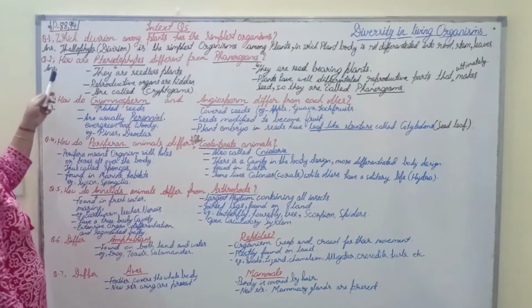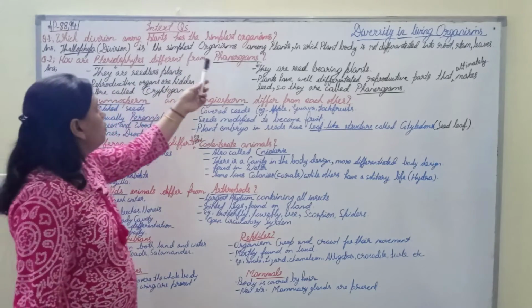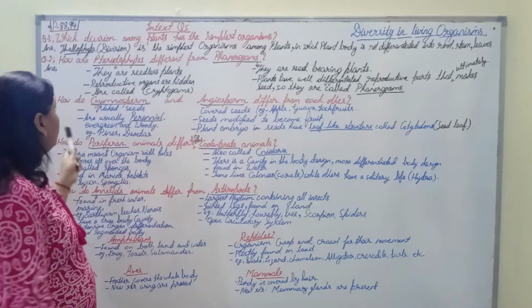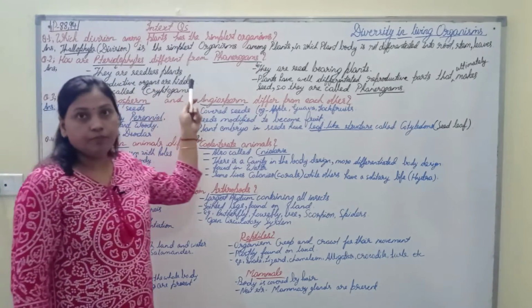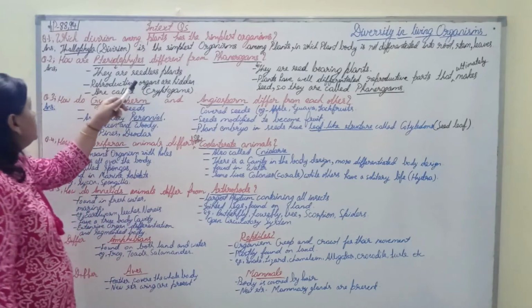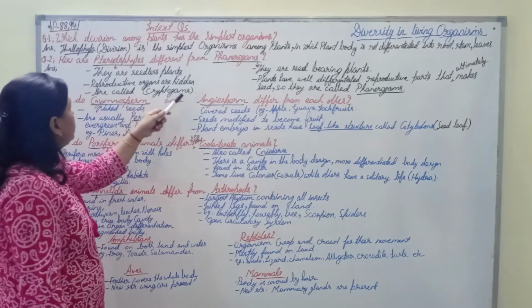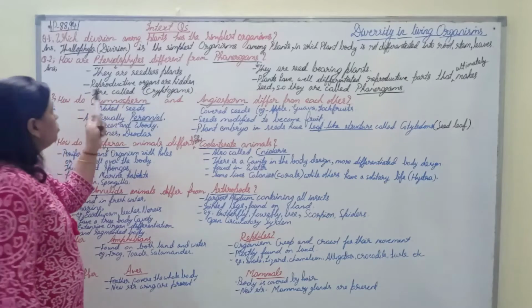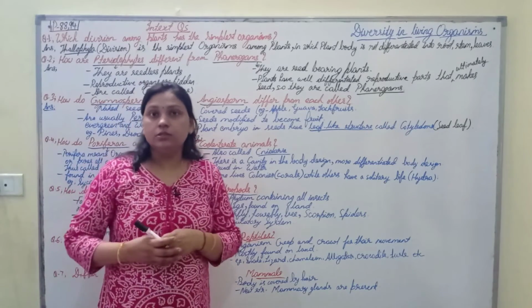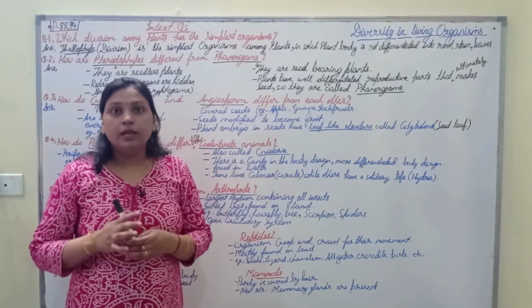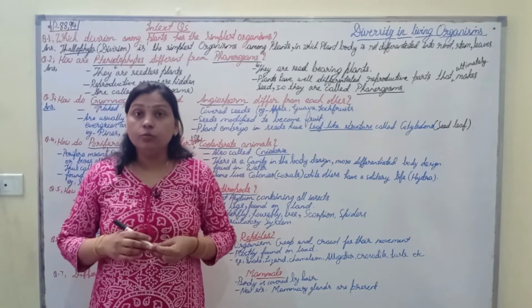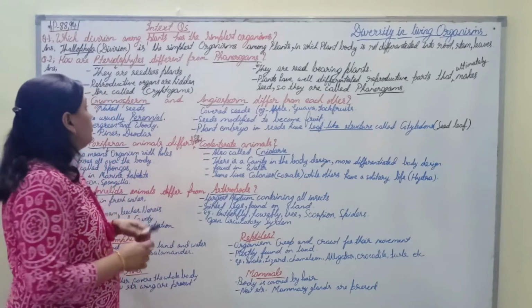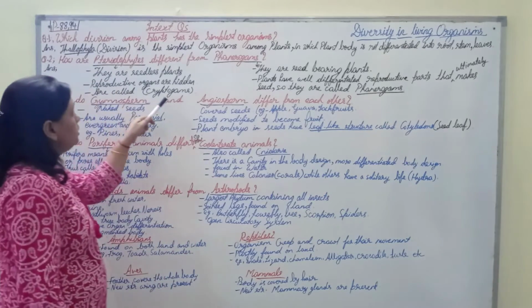The next question says, how are pteridophytes different from phanerogams? These pteridophytes are seedless plants. Their reproductive organs are hidden and so they are called cryptogams. We know that Thallophyta, Bryophyta and Pteridophyta, all three come under the group cryptogams. They are seedless, all three are seedless plants.